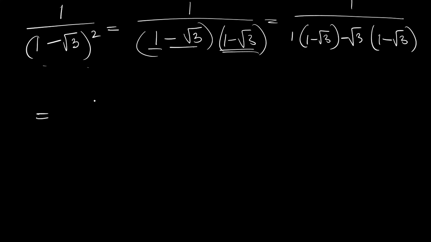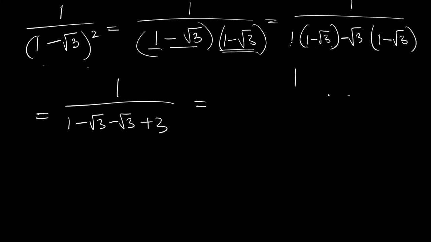So this will now be 1 all over 1 times 1 is 1. 1 times minus root 3 will give you minus root 3. Minus root 3 times 1 will give you minus root 3. Minus root 3 times minus root 3 will give you plus 3. So this will give you 1 all over 1 plus 3, which is 4. Minus root 3 minus root 3 will give you minus 2 root 3.